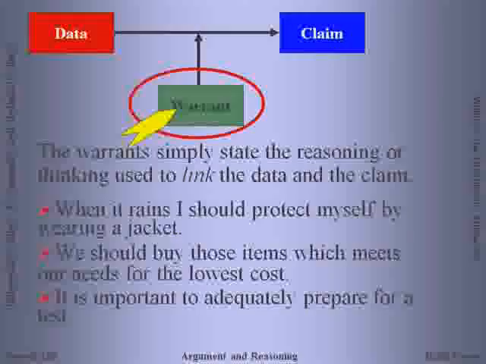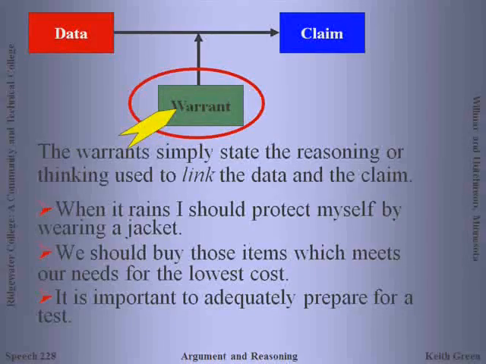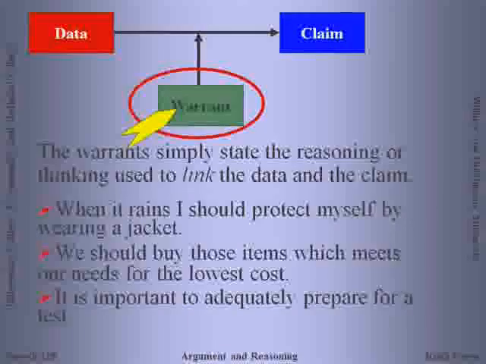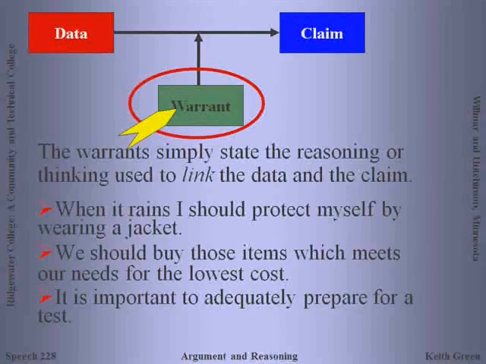So then the warrant simply links the data and the claim. It states the reasoning or the thinking used to link those two together. For the one example, when it rains, I should protect myself by wearing a jacket. Notice again the simplicity of that, and it's a general statement that we accept to be true. The second one, we should buy those items which meet our needs for the lowest cost. Again, a general statement we accept to be true, an acceptable thinking or reasoning process.